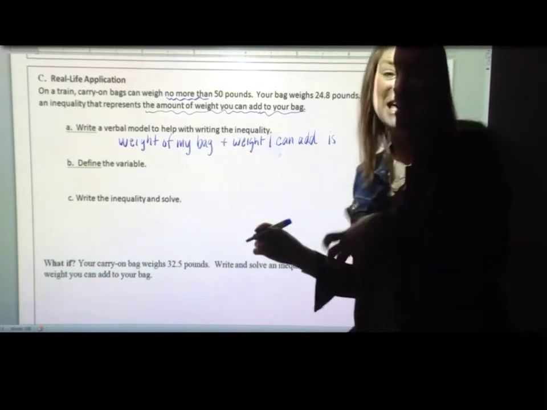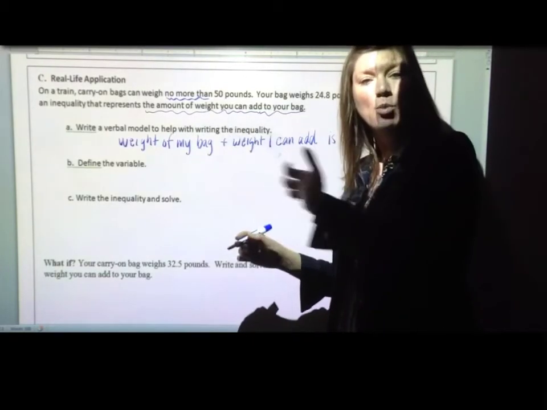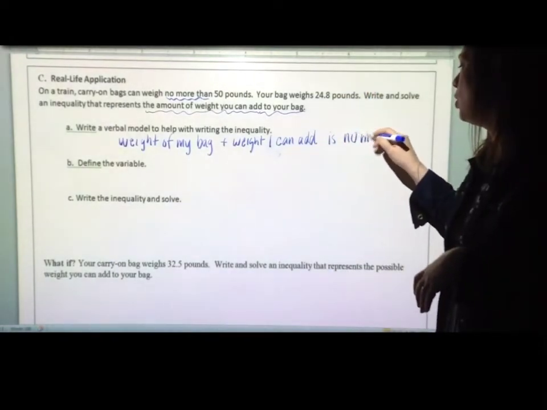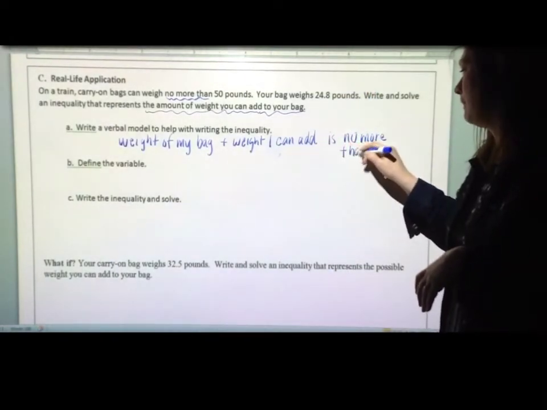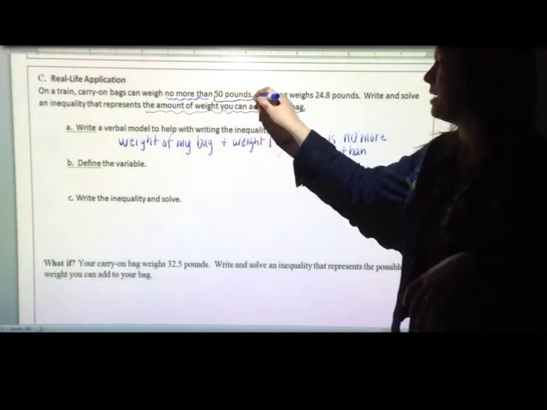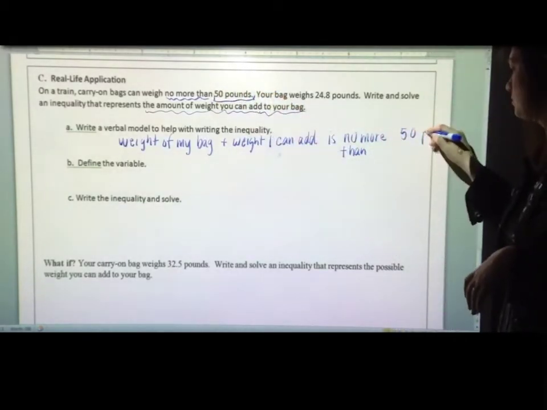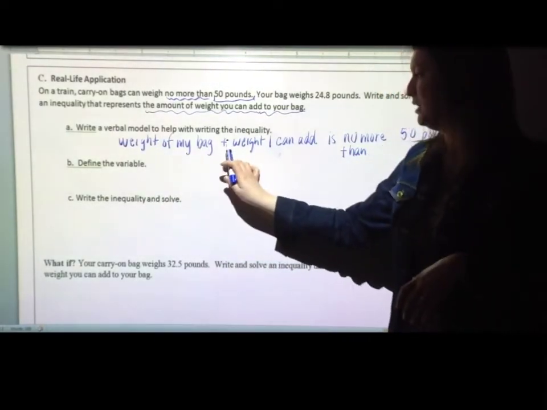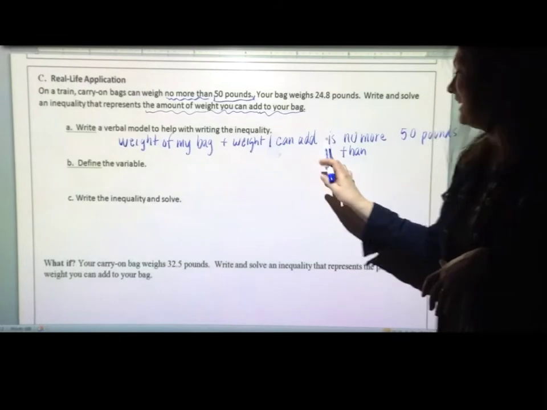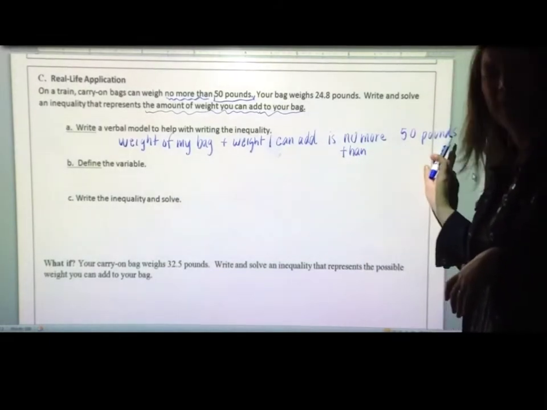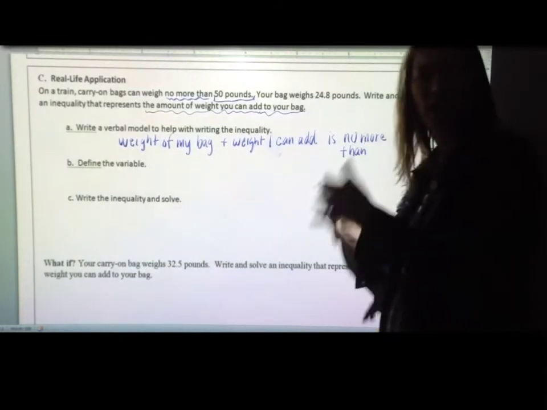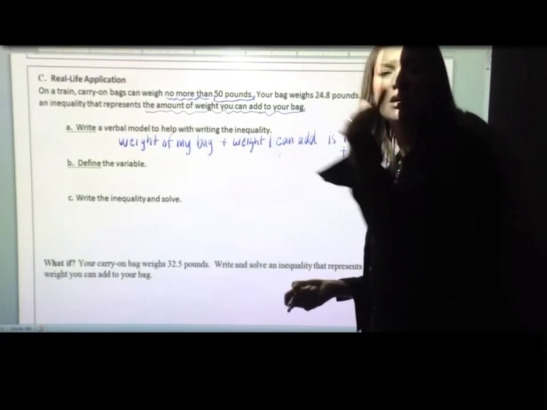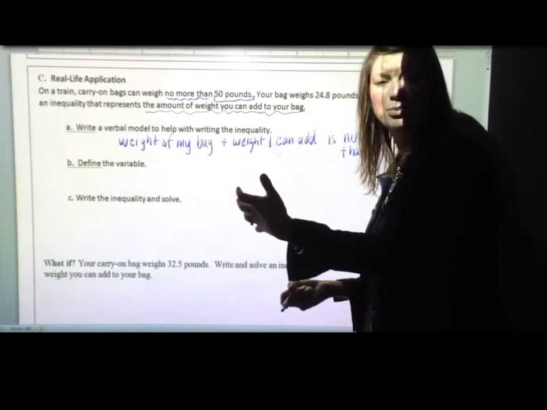I can't say is, because that's an equation. There's more past the is in inequalities. So is no more than, what did they tell us in the prompt? 50 pounds. So let's look back at this. The weight of my bag plus the weight I can add is no more than 50 pounds. And that's really what's going on. I have my bag. How much more can I bring with me to make that the maximum amount that I could bring on the train?